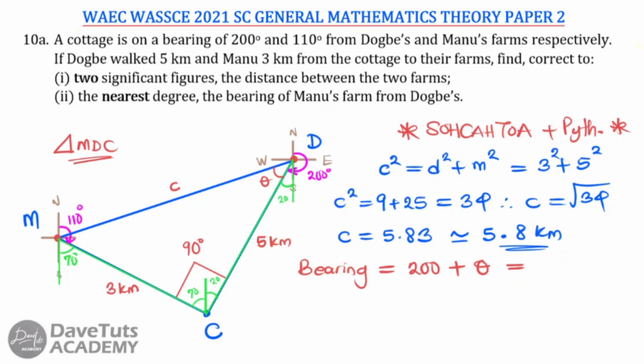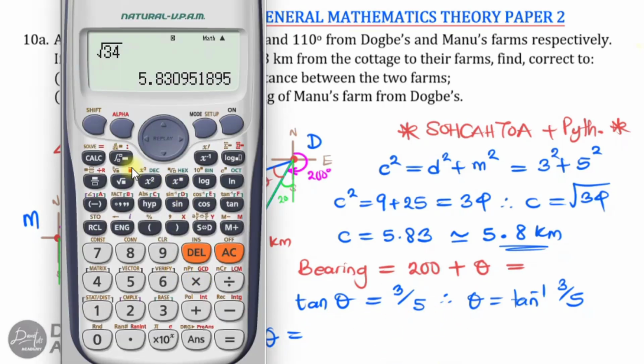So we can say from here, tan theta that we are looking for is equal to opposite, which is 3, over the adjacent, which is 5. So theta will be arctan 3 over 5. What's arctan 3 over 5? That will be 0.6.